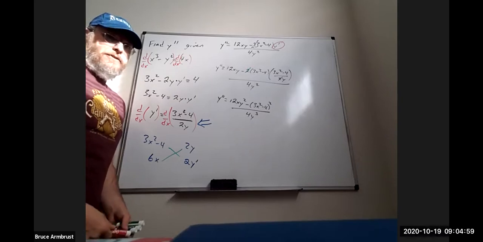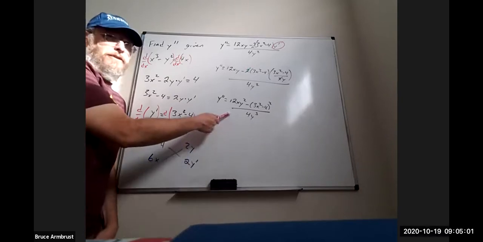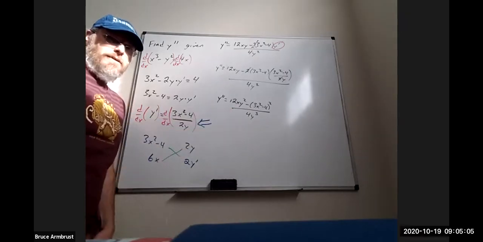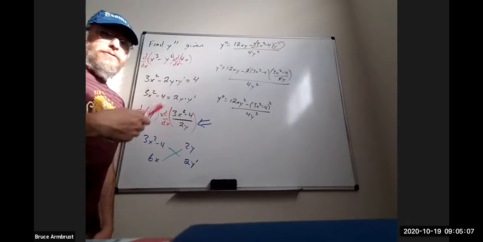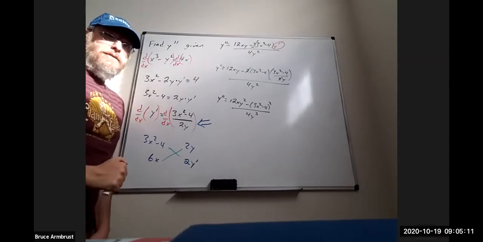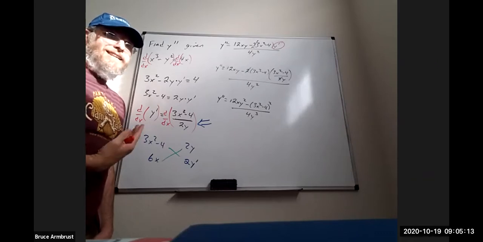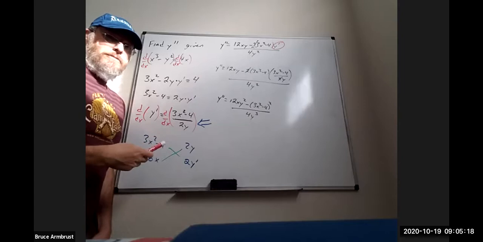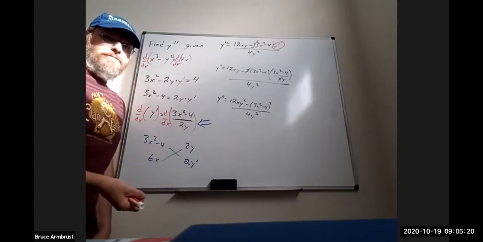If we wanted to find a third derivative, well, we would now differentiate, again, both sides of this with respect to x and do it again. You want a fourth derivative, do it again, do it again, do it again. So higher order derivatives can be done implicitly as well. The only catch is anytime you run into a y prime or y double prime or something like that, you need to substitute back in.